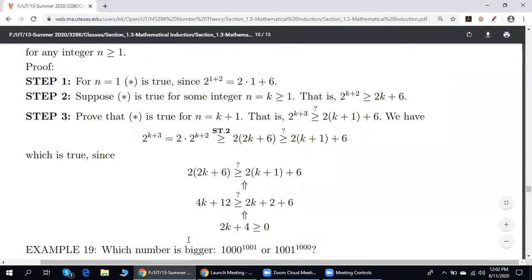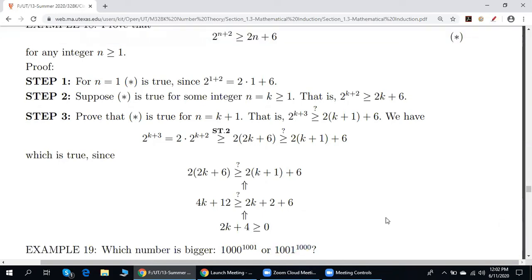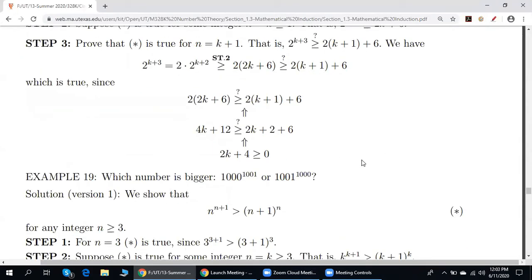Here, there is nothing like this. We ask a totally different question. Which number is bigger? So, how to use induction? It turns out that we still can use induction. But in order to use induction, we have to modify this question. Here's how we can do it.